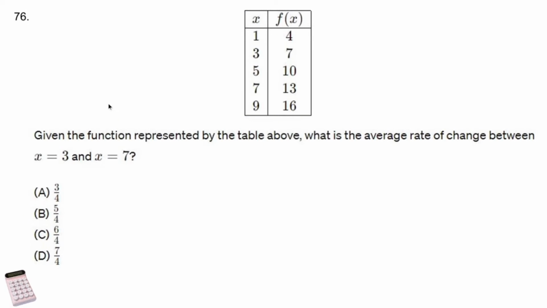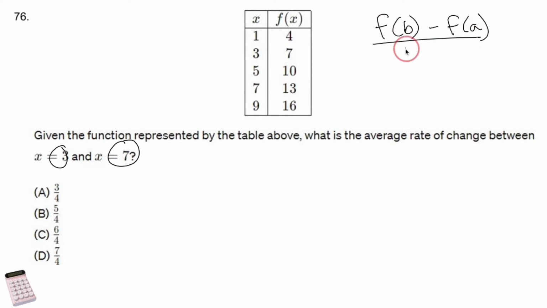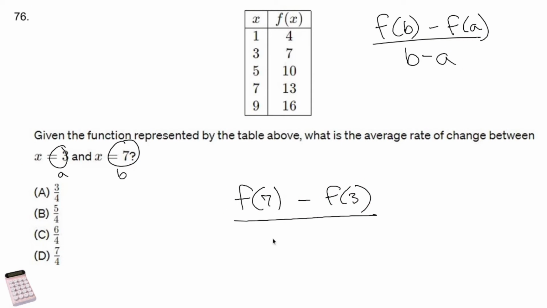And I have a feeling with this one, I won't need it. Given the function represented by the table above, what is the average rate of change between x equals 3 and x equals 7? Well, I have x and f of x, and the rate of change formula is f of b minus f of a over b minus a. You would be an a, you would be a b. So what I have to do is find out f of 7 minus f of 3 over 7 minus 3.